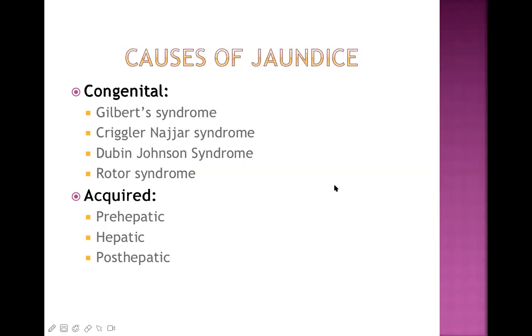Now, regarding the acquired causes of jaundice, they are again divided into three headings: prehepatic, hepatic, and posthepatic. Prehepatic is hemolytic jaundice. Hepatic is hepatocellular jaundice; a lot of diseases of the liver are examples here. And post-hepatic is obstructive jaundice, mainly the problem of biliary duct.